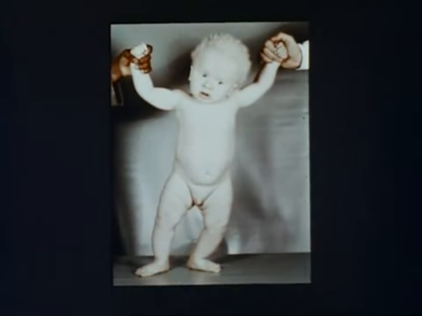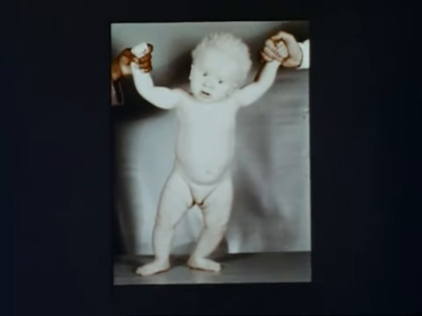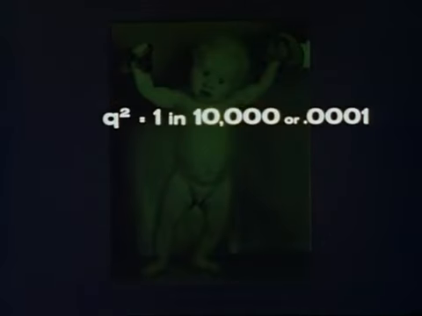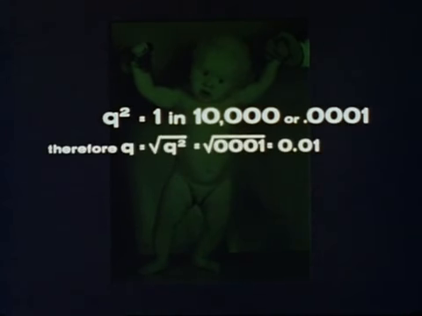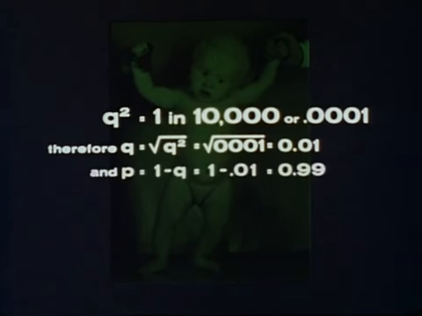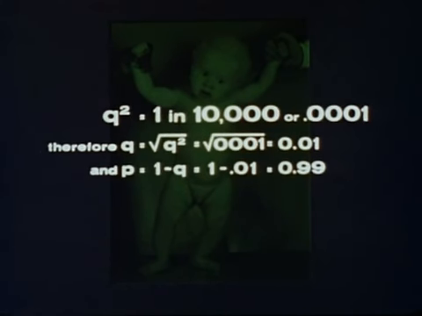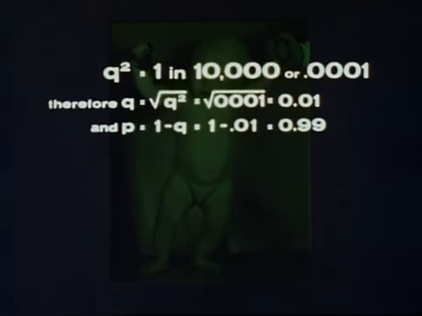If one collects from a population all cases of albinism, an autosomal recessive, and finds one case among each 10,000 persons, this means a genotype frequency, Q squared, of 0.0001. Q, the frequency of the gene little a, is the square root of this, or 0.01. The frequency of the dominant allele A is 1 minus 0.01, or 0.99.